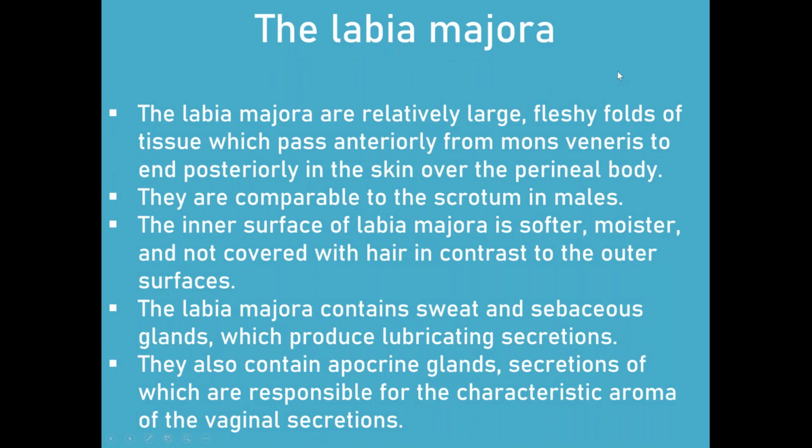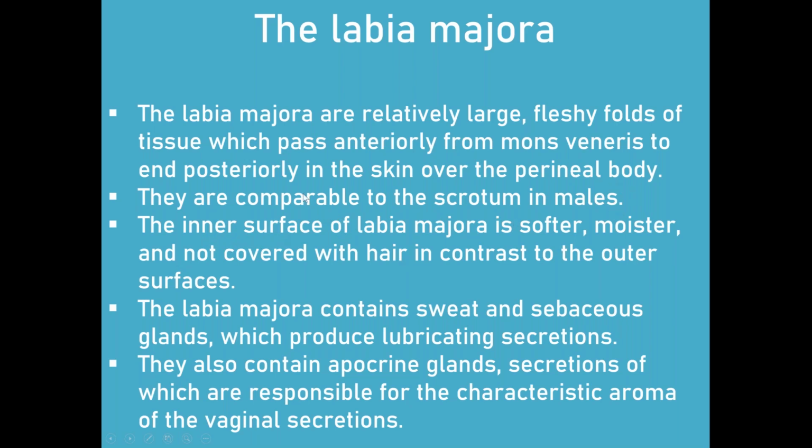What about the labia majora? The labia majora are relatively large, fleshy folds of tissue which pass anteriorly from the mons pubis posteriorly to the skin over the perineal body. This is the labia majora, and it is comparable to the scrotum in males.